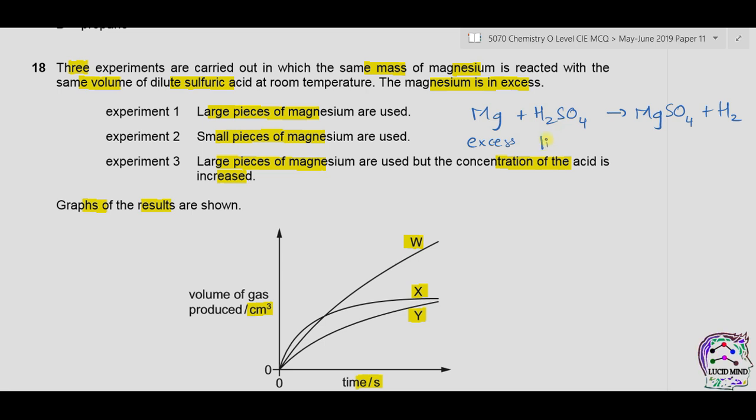So it means sulfuric acid is the limiting reagent. And the product always depends on the amount of limiting reagent. It does not depend on the mass of excess reagent. So if the sulfuric acid concentration is high, the volume of hydrogen will also be more. And if the concentration of sulfuric acid is low, the volume of hydrogen will be low. In the graph, we can see that in experiment W, the volume of hydrogen is highest. This is because the concentration of sulfuric acid is more. In experiment 3, the concentration of acid was increased. So it means it is experiment number 3.